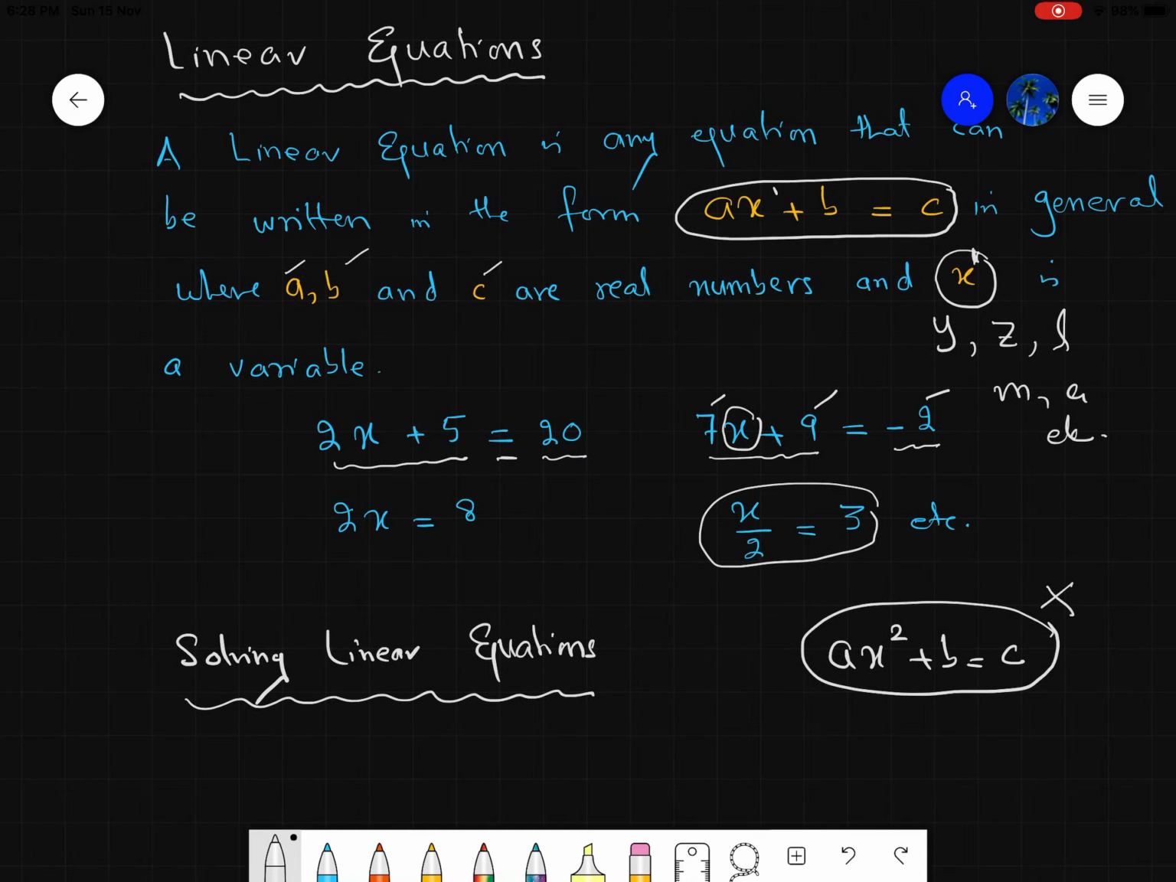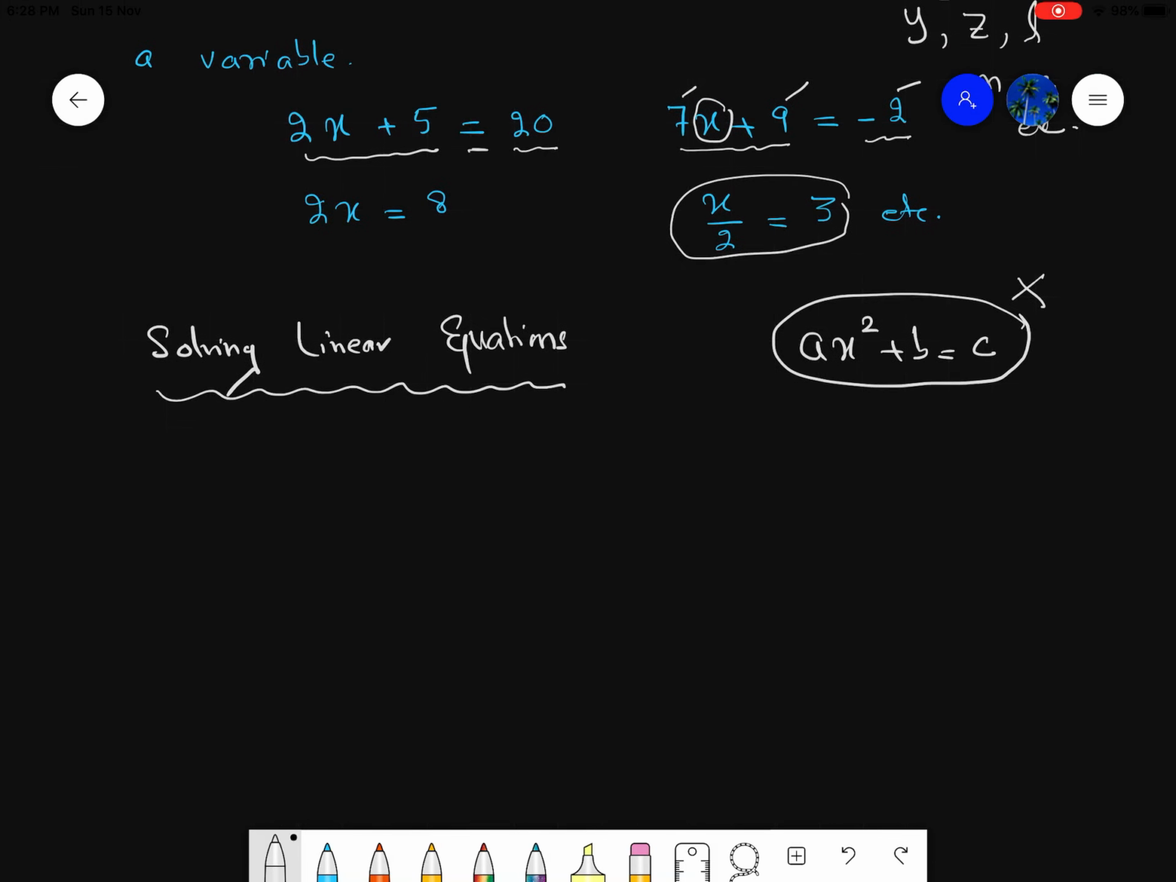Now, linear equations can be solved. So how to solve a linear equation? When we say solving linear equations, it means to find the value of the variable x or y or z or whatever variable is given in the equation. It is simple. I'm sure you are familiar with simple linear equations. So here also we'll start with simple linear equations and then extend our work to a bit harder and more complicated linear equations. But the procedure remains the same.